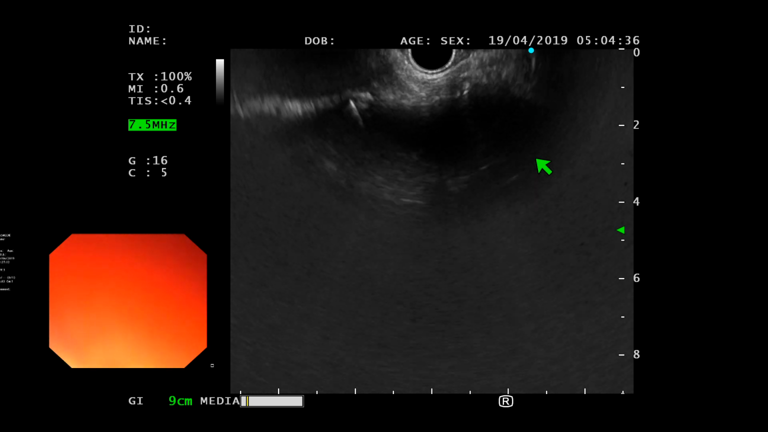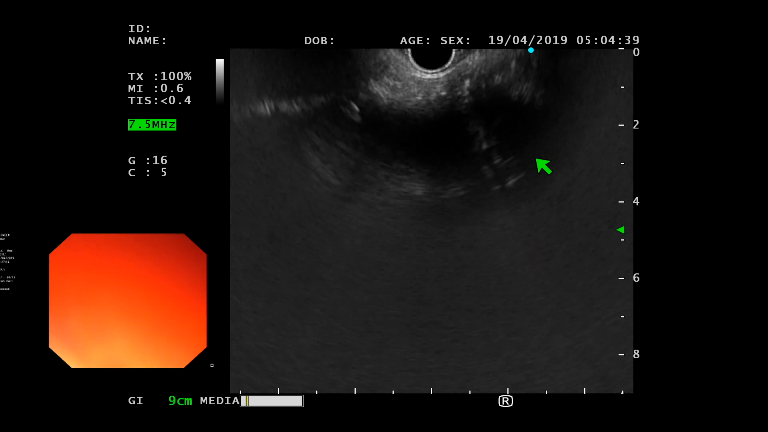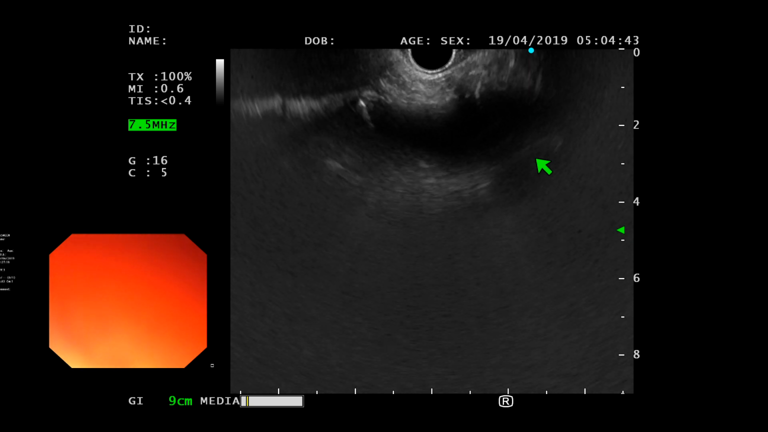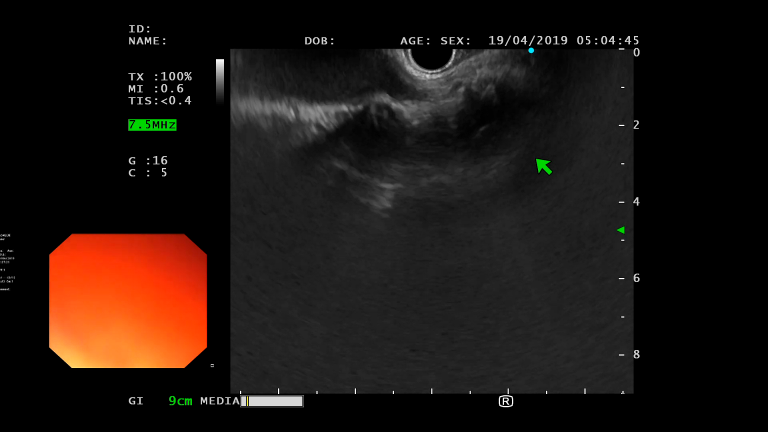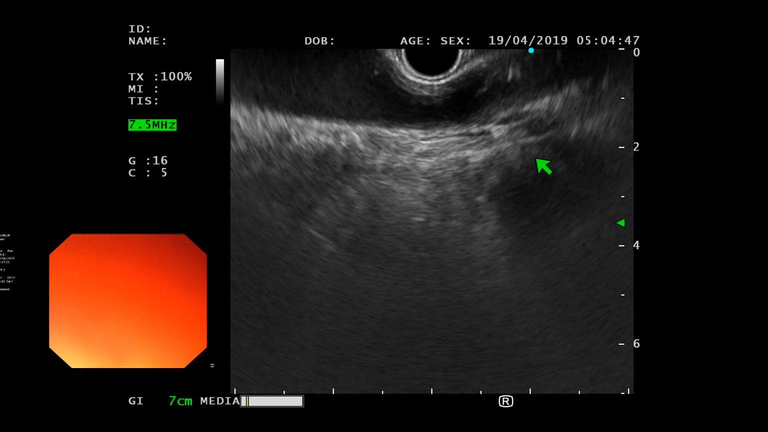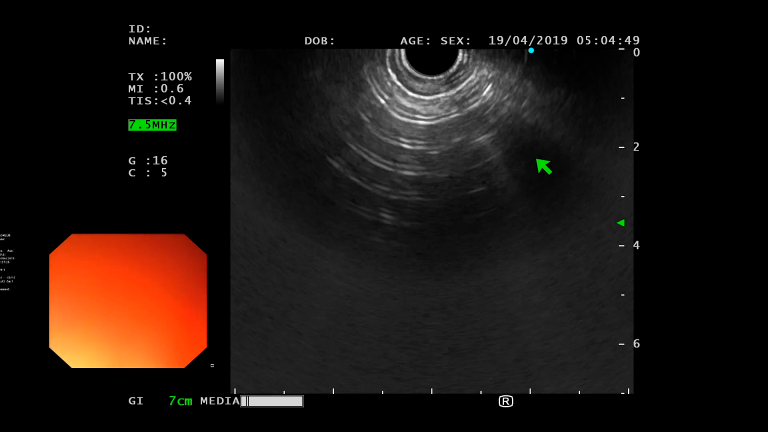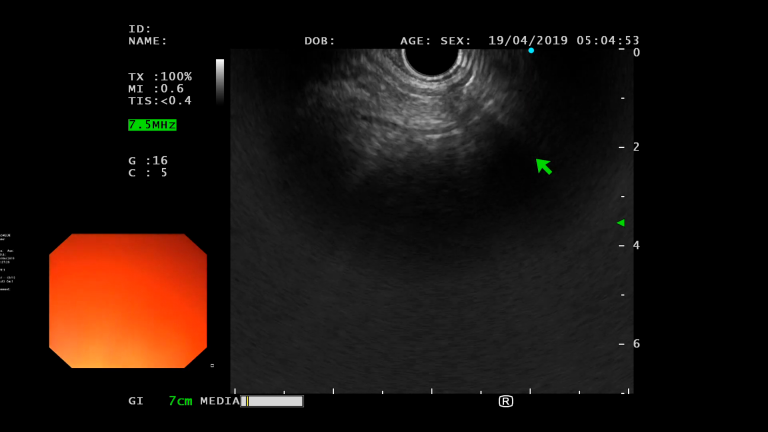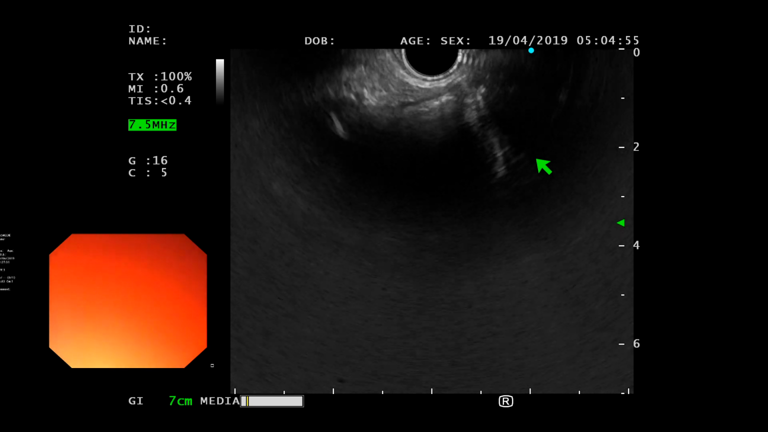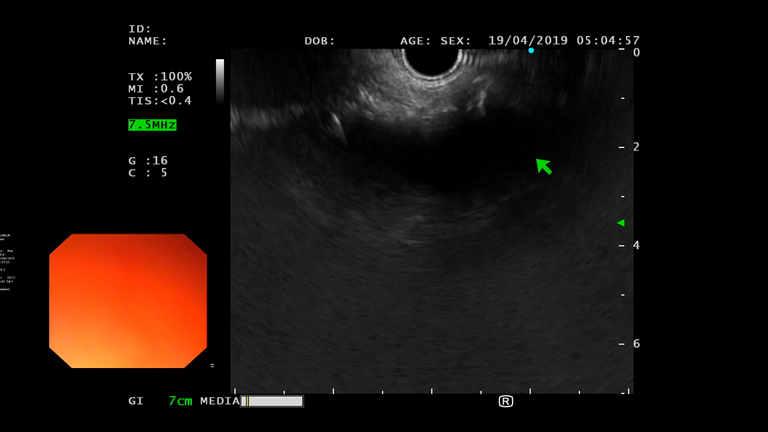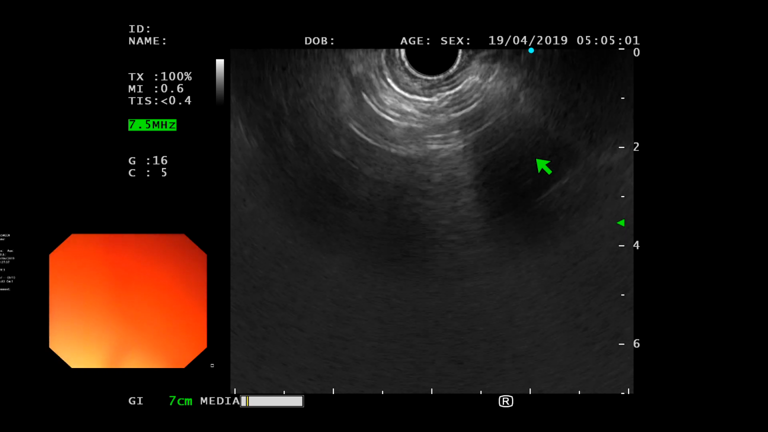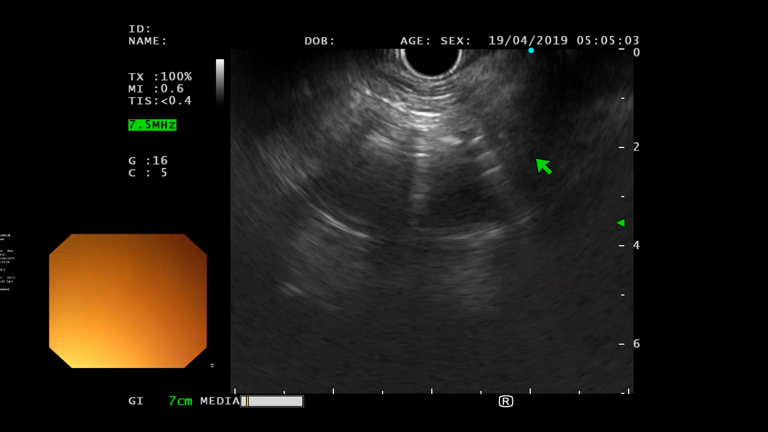Can you increase the depth? You want to increase the depth? Yeah. Okay. So the idea is to keep the aorta in view. Okay, brilliant. So we've come back. This is just falling down.